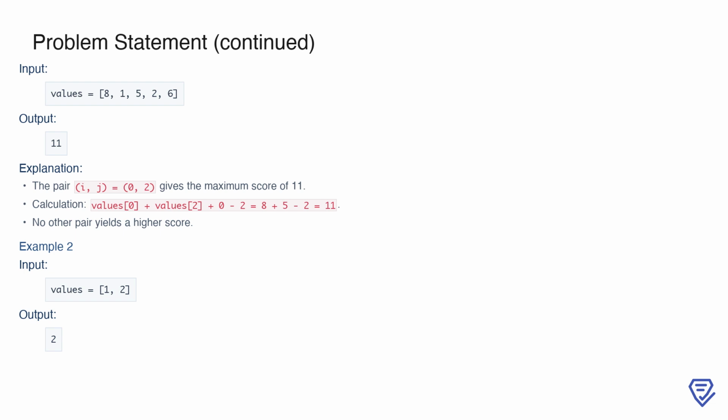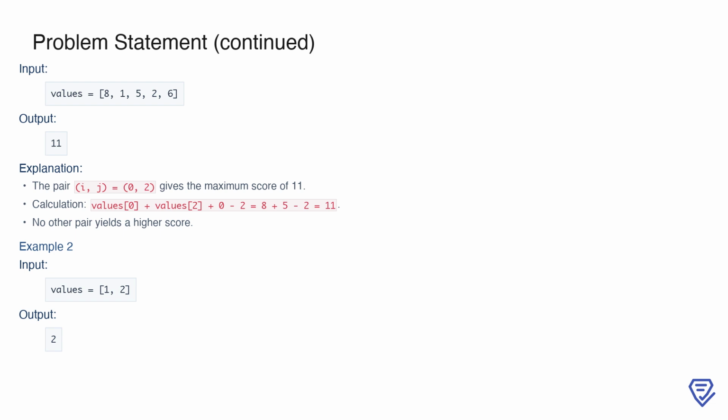This maximum score is achieved by selecting the pair i, j equals 0, 2. To calculate the score for this pair, we use the formula values[0] + values[2] + 0 - 2, which simplifies to 8 + 5 - 2 equals 11. If you try other pairs, none will yield a higher score. For instance, 1, 4 gives 1 + 6 + 1 - 4 equals 4, which is much lower than 11.